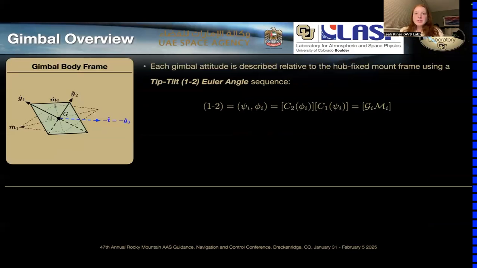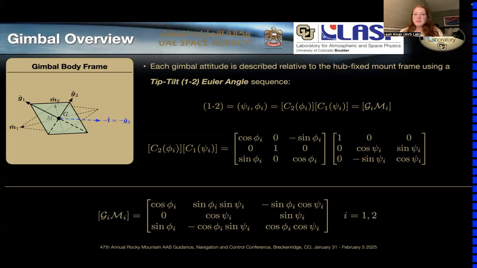So first, we use a tip-tilt 1-2 Euler angle sequence to model the attitude of each gimbal relative to those hub fixed mount frames. So just to be more specific, we first tip about this angle psi, about the gimbal mount frame first axis, and then we perform a second axis rotation about the G2 axis by this angle phi, which is that tilt angle. And so in this bottom, we see that the gimbal attitude direction cosine matrix relative to the mount frame is this matrix here.